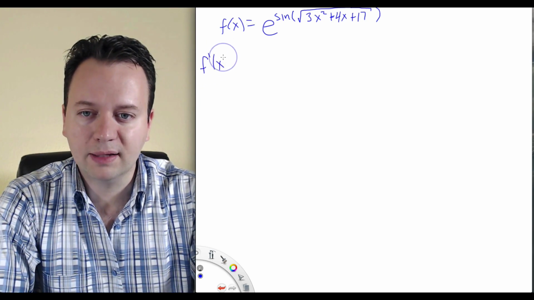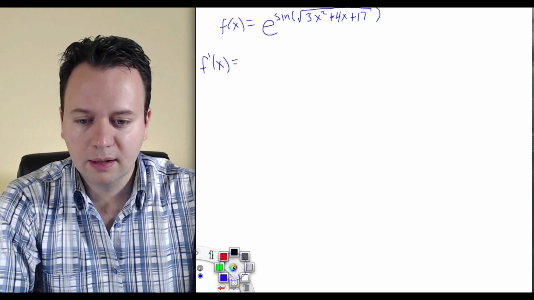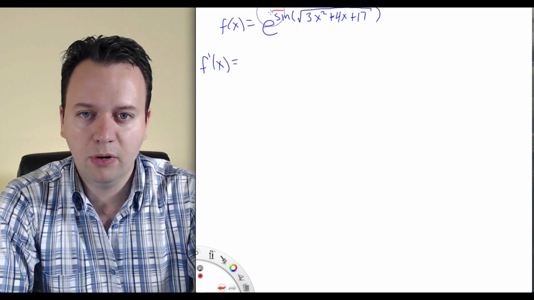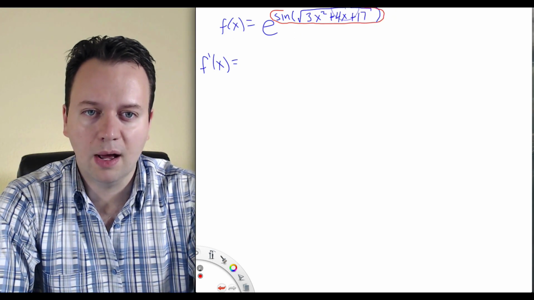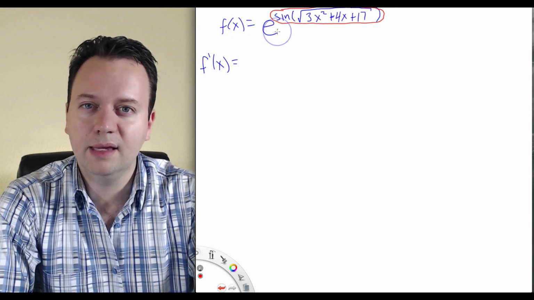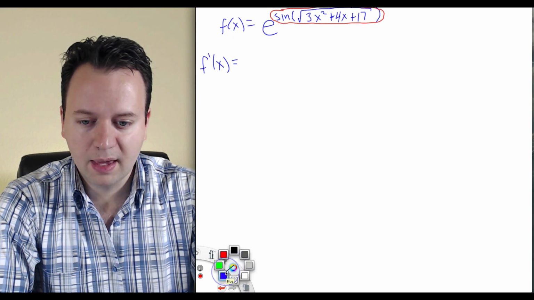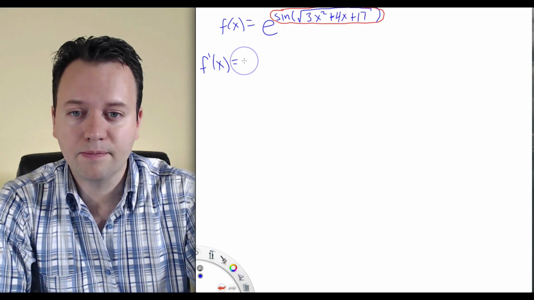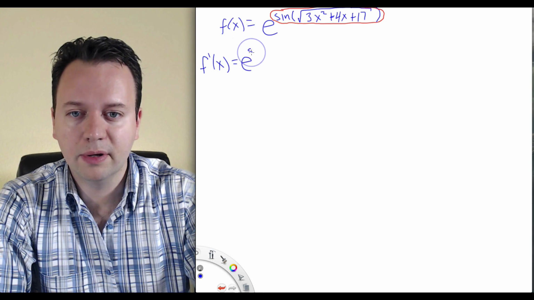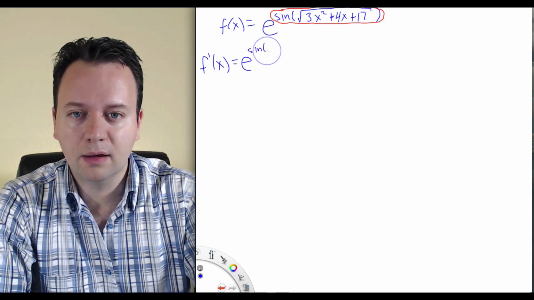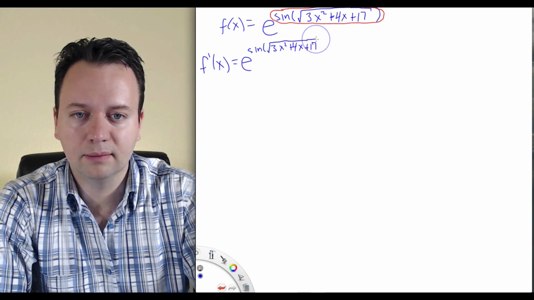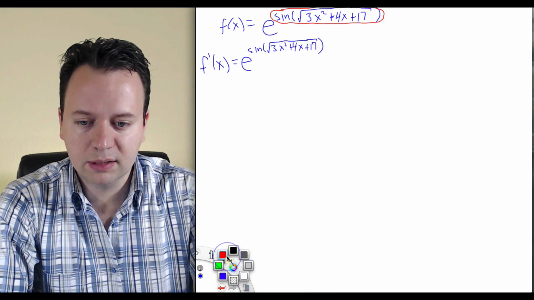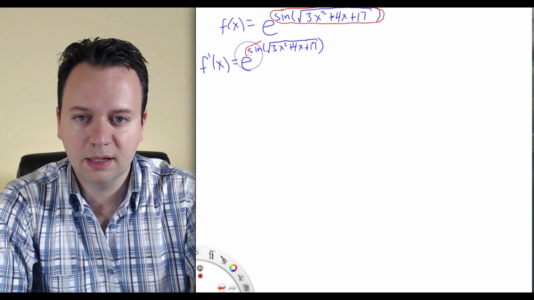f prime of x, so let's see how it works. It's just e, you put a blob around everything you can. It's e to the blob. So we take d by d blob of e to the blob. And we just get e to the blob, right? e to the sine of the square root of 3x squared plus 4x plus 17. So that's just d by d blob of e to the blob. See, it's just e to the blob.